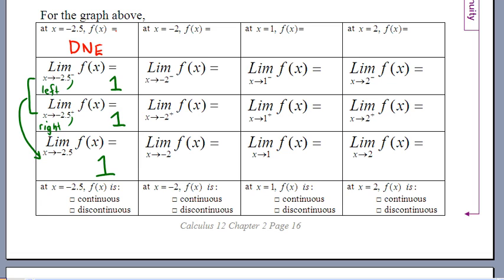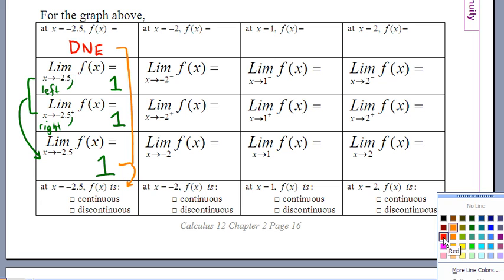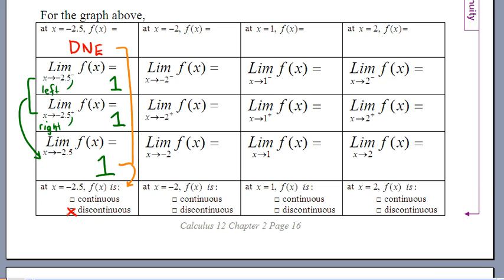And you would have to have all of those things agreeing, right? This number and that number, they would have to agree in order for us to say, oh yeah, it's continuous. And I don't see any agreement there. So I would say, oh, it's too bad, but this particular graph is discontinuous. Okay, at that point. Well, let's check out the point -2 and see what's happening there.